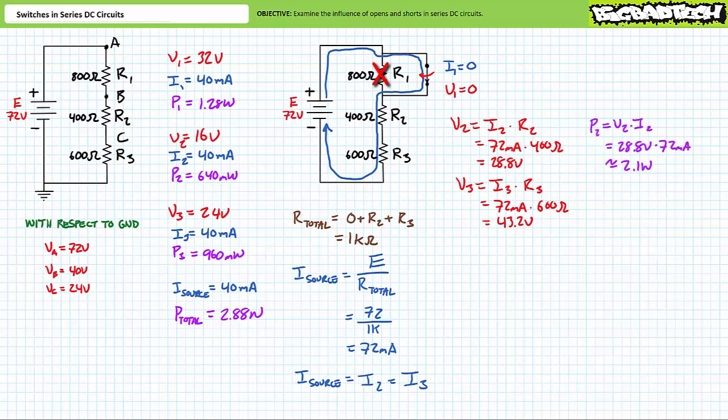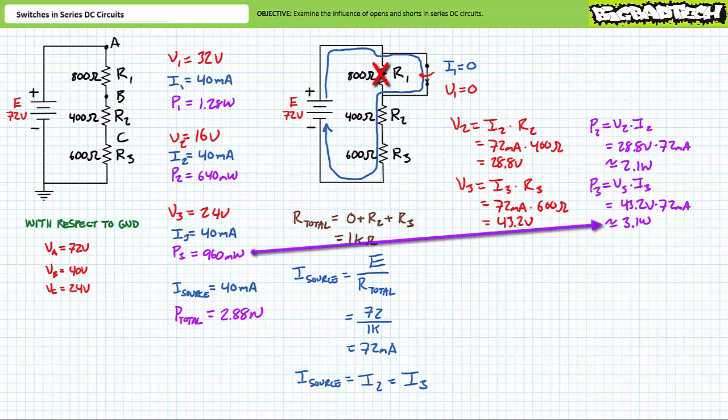Power is voltage times current. Substituting our given values for R2 demonstrates it dissipates an increased amount of 2.1 watts of power. Similarly, R3 dissipates an increased amount of 3.1 watts of power. R1, the shorted element, experiencing no voltage nor current, dissipates no power, effectively kicking back and letting these two suckers carry the increased load.